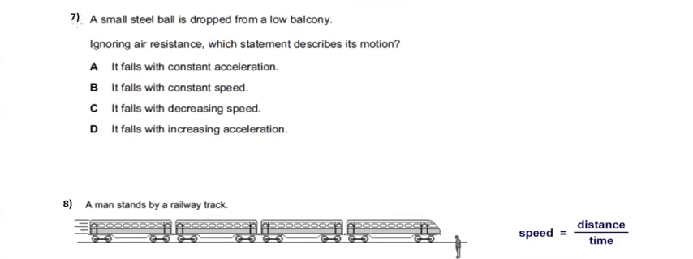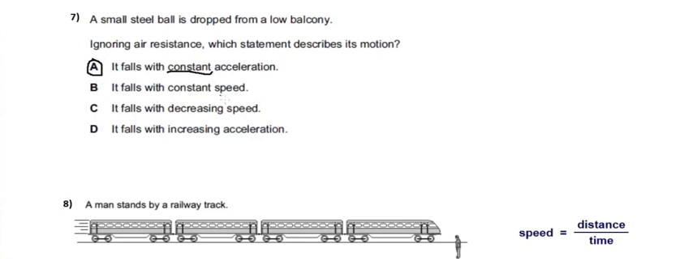Now the seventh question: a small steel ball is dropped from a low balcony. Ignoring air resistance, which statement describes its motion? It falls with constant acceleration, it falls with constant speed, it falls with decreasing speed, and it falls with increasing acceleration. We know that whenever any body is moving freely in gravity, it has a constant acceleration in the downward direction. So it has a constant acceleration, that is the correct answer.